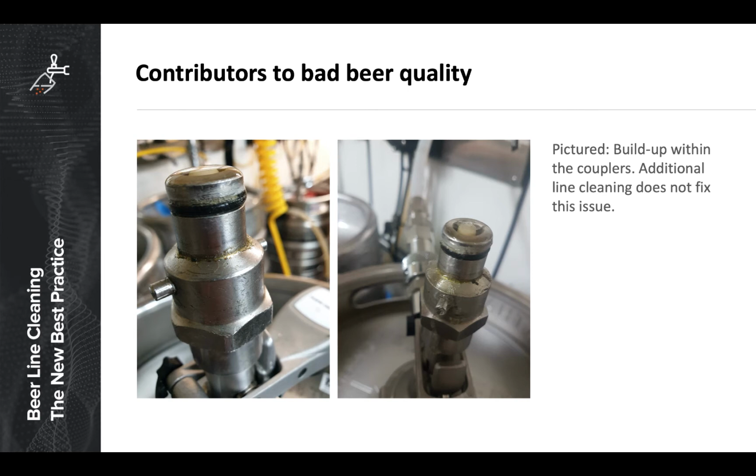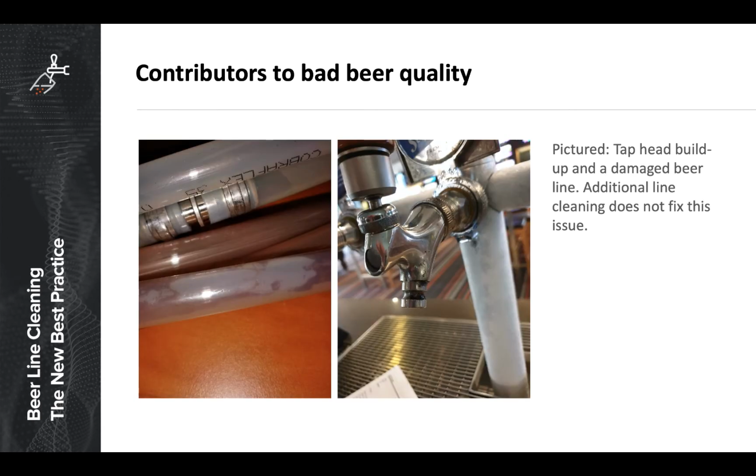Here's an example of build-up within couplers. Now, additional line cleaning will not fix this issue, and it will impact beer quality. Also, build up on a tap head and a damaged beer line. Again, additional cleaning will not fix this issue. The specific problem needs to be addressed.